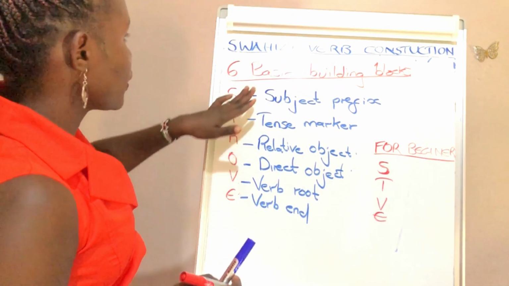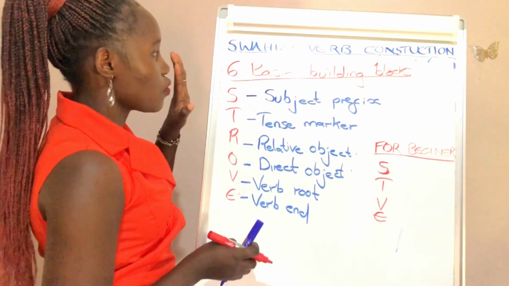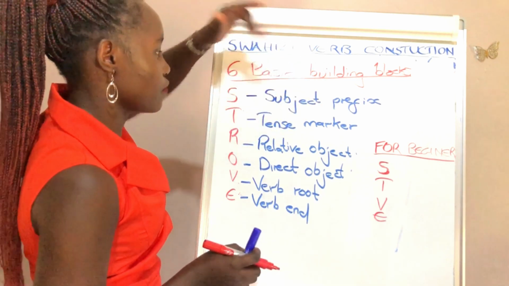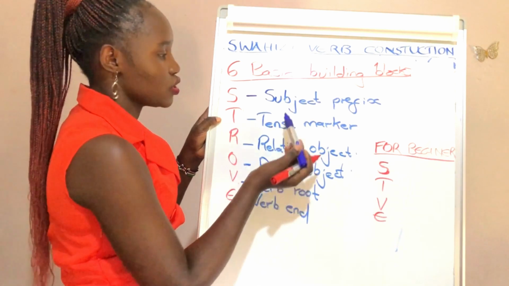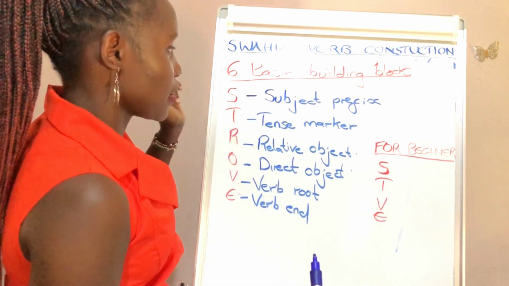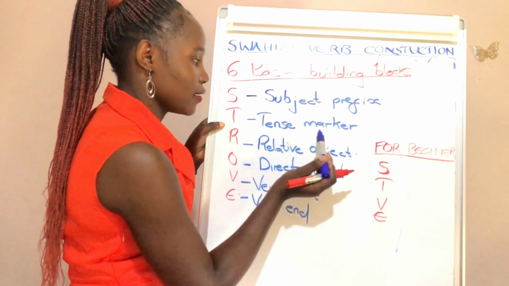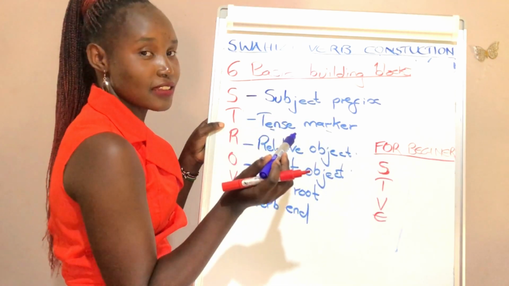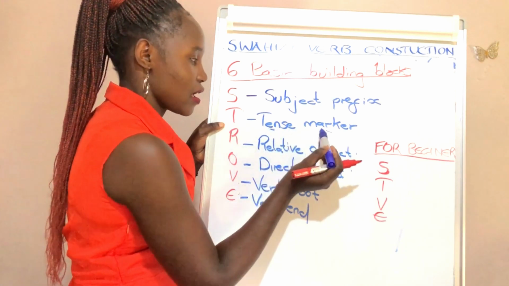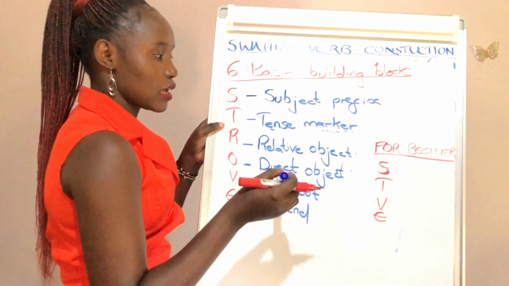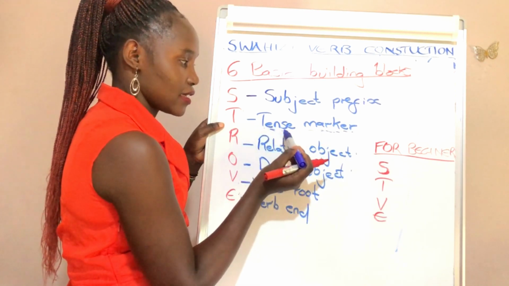Okay? For Swahili verb construction, there are 6 basic building blocks which you use to construct a Swahili verb. The first one is a subject prefix, which we already targeted. And then the second one is a tense marker, for all the tenses: the present tense, past tense, and the future tense. We haven't seen this yet, but we are going to see it as we construct sentences in present form. After this one, we are going to target the tense markers.